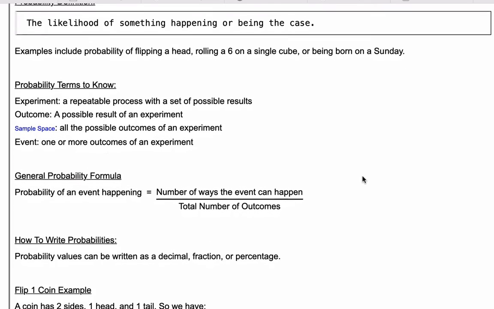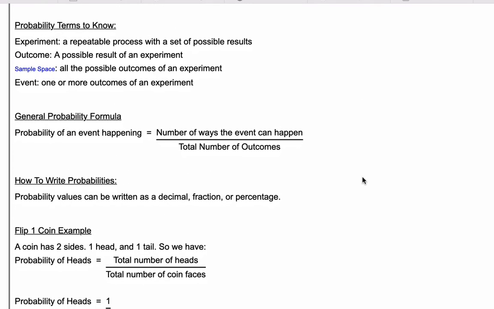Now, before we get into the formulas and the details, there's a few probability terms you should know. First, an experiment. It's a repeatable process with a set of possible results. An outcome is a possible result of an experiment. The sample space is all the possible outcomes of an experiment. And finally, an event is one or more outcomes of an experiment.